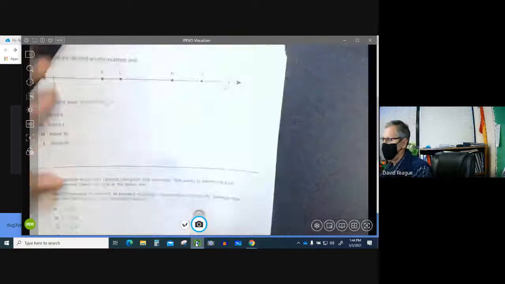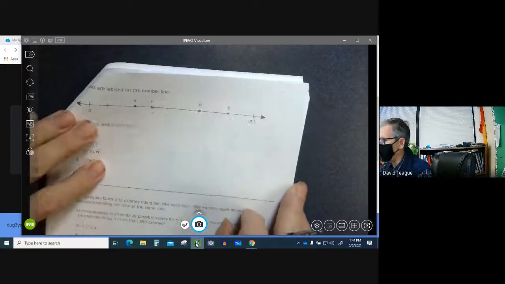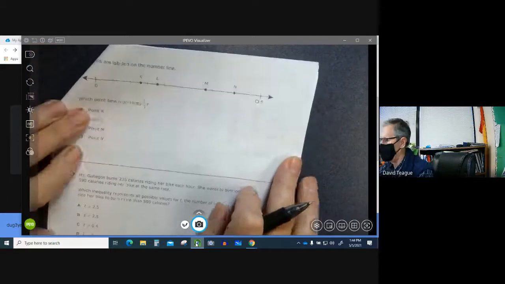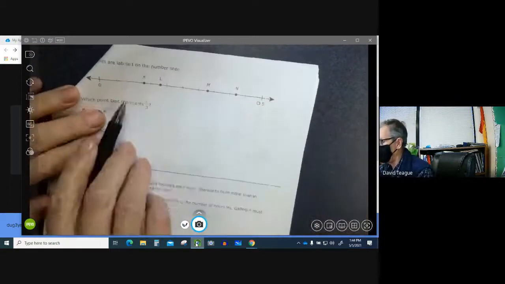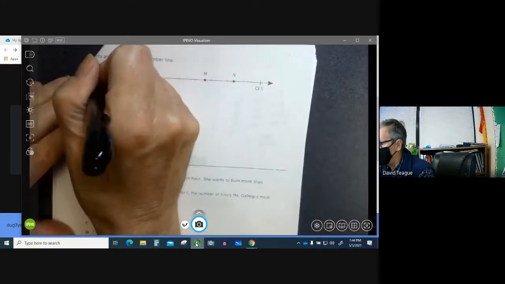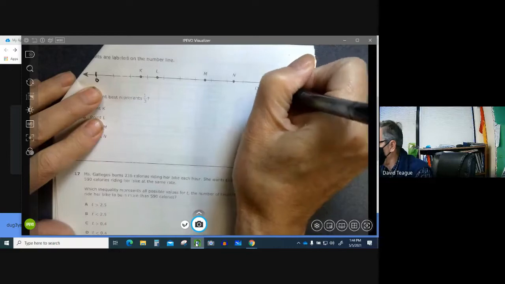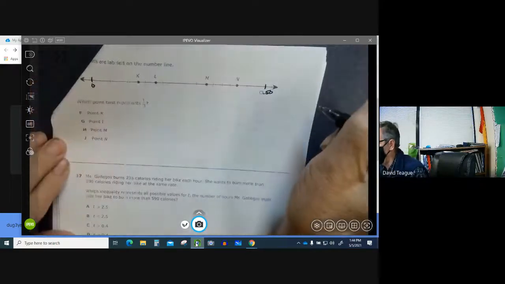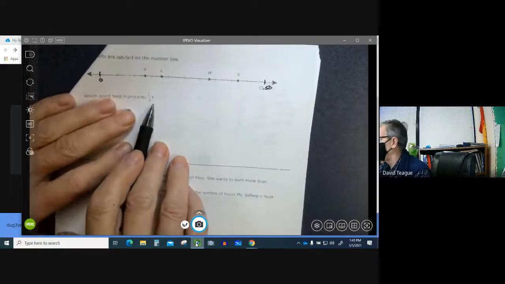That's easy. Okay, so it says 4 points are labeled on the number line. Which point best represents 1/3? Well, I want you to notice something. You have a number line with 0, and your endpoint is 0.5, which is 0.50. So we're talking about a decimal. And they said, which point best represents 1/3, which is a fraction.